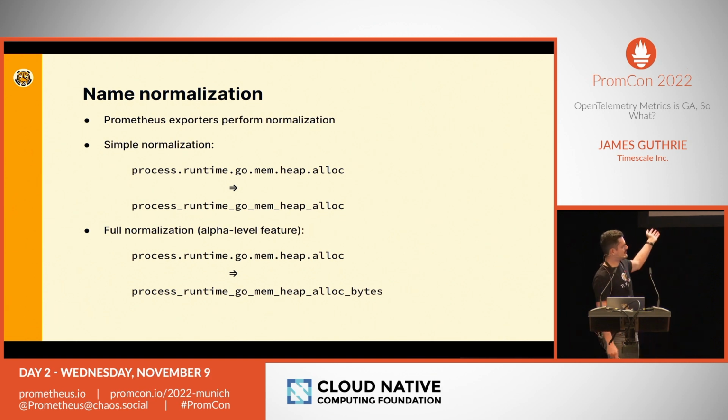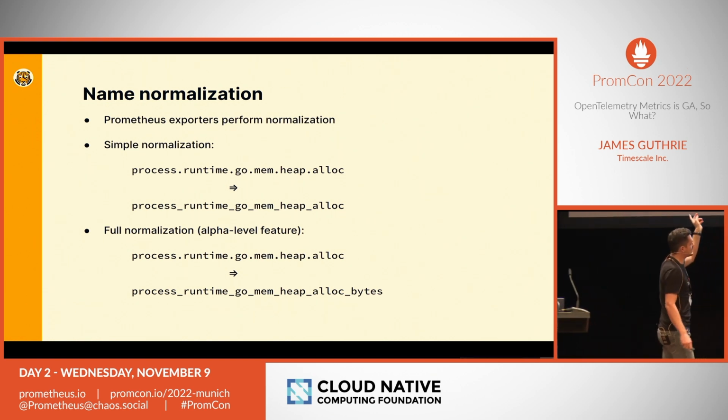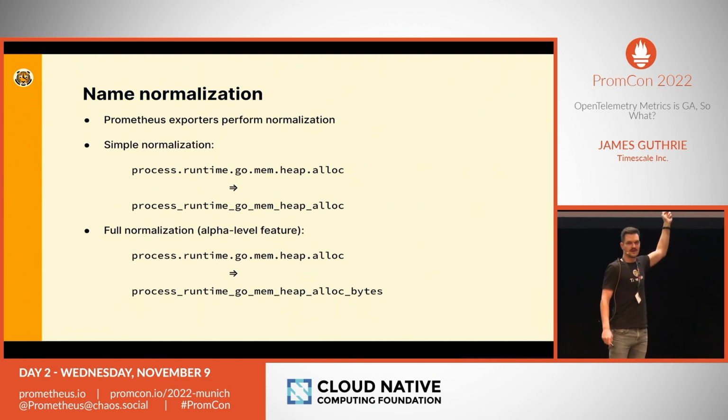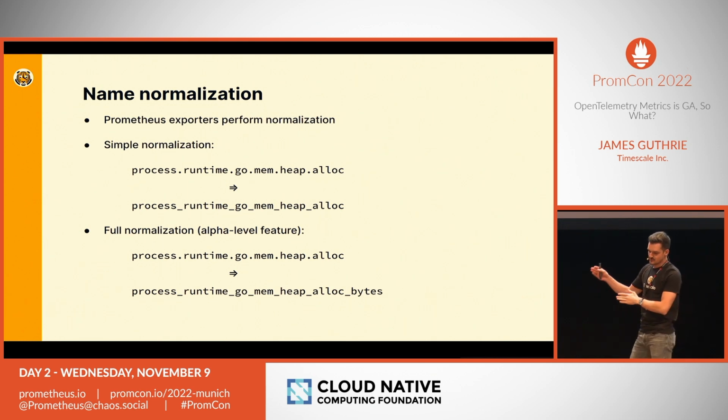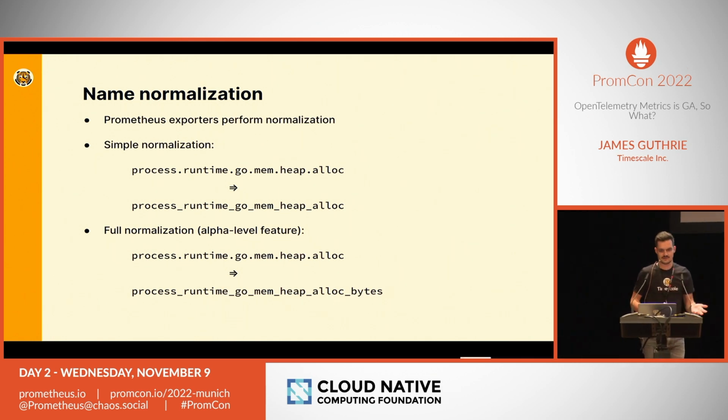And then there's an alpha level feature which you can activate in the exporter to do full normalization, which will basically take a look at the underlying metric type and then append the unit at the end of the name because it knows what it is. But it won't do conversion from the different unit types. So if you have the unit as milliseconds, then it won't convert it to seconds for you because that's the standard in Prometheus. At least not yet. Maybe that will be done at some point in the future.